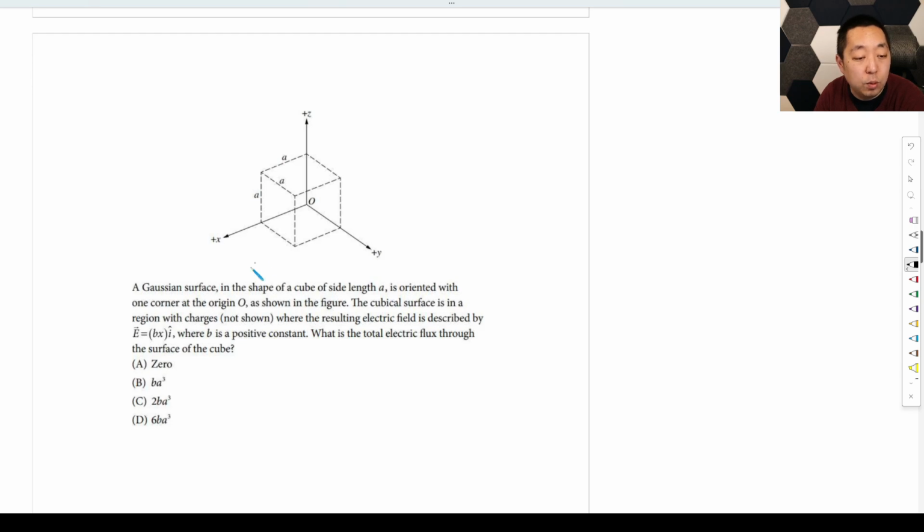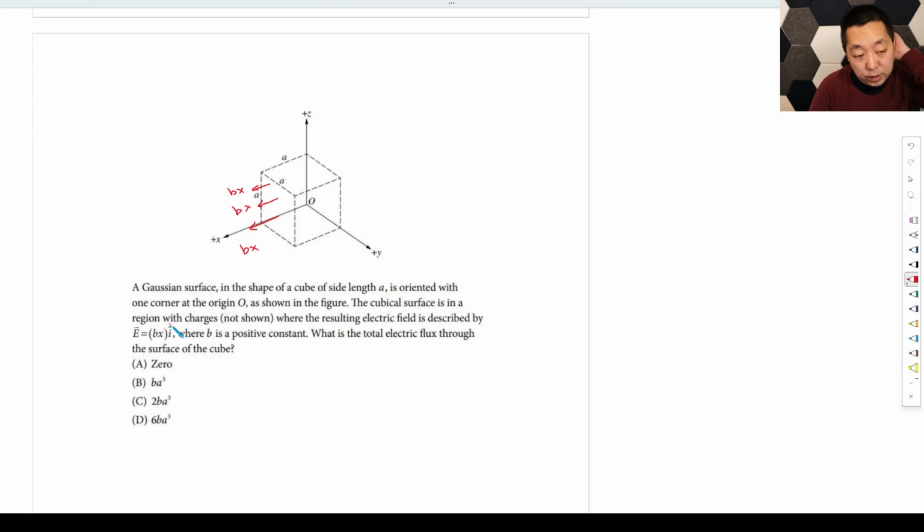Okay. All right, let's take a look at this Gaussian surface in the shape of a cube of side length A, oriented at a corner at the origin. The cubical surface is in a region with charges. The electric field is described by Bx times i hat, i hat being the x direction, so it's going to be Bx based on the coordinate going through here. What is the total electric flux through the surface of the cube?